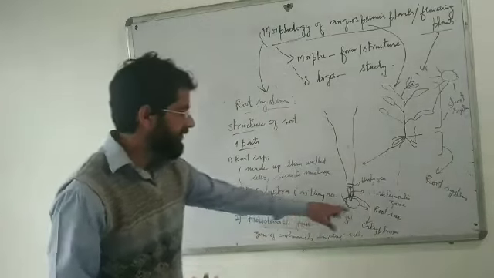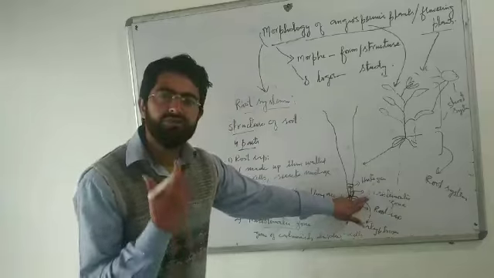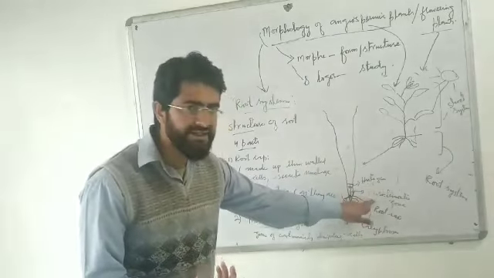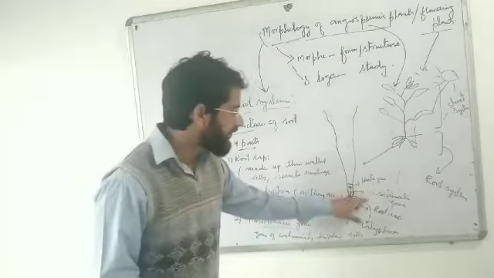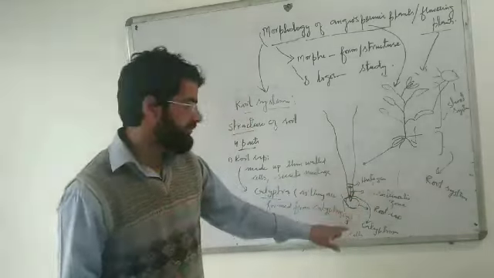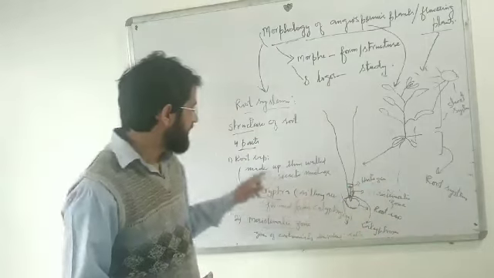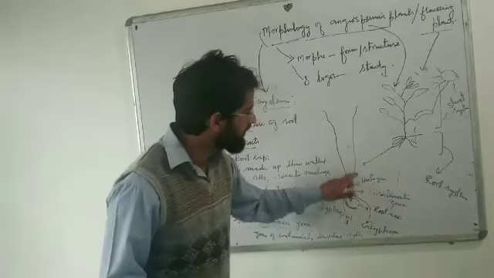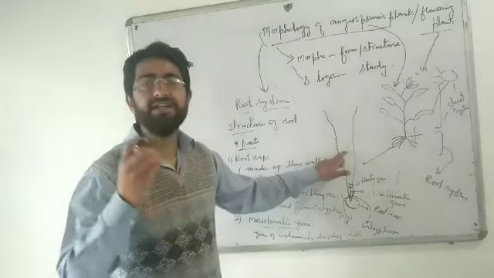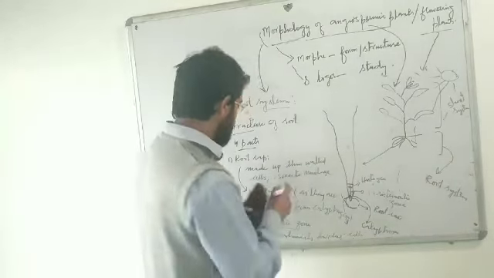Now we can say one is root cap, second part is meristematic zone of cells which continuously divide and form two types of cellular mass. One is calyptrogen and second is histogen. From calyptrogen develops root cap, and from histogen develops other cells or other tissues. Now third part.